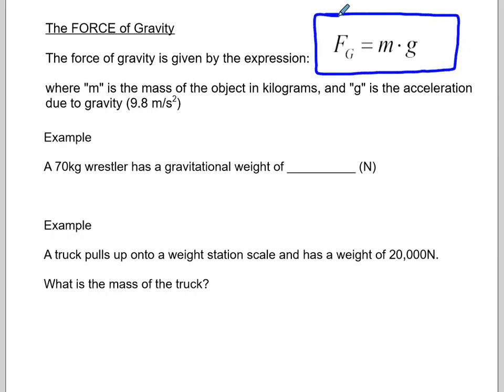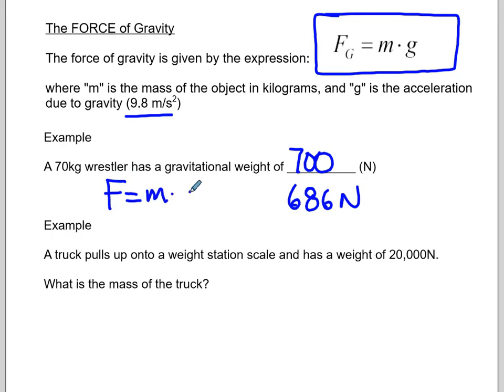So the force of gravity, here is the equation you just developed. The force due to gravity is equal to mass times g, and g is just the acceleration due to gravity. We sometimes use 10 just to approximate. So a 70 kilogram wrestler has a gravitational weight. If we were approximating, we would say it's 700 newtons. If we want to be a little bit more specific, it would be 70 times 9.8, and we would have 686 newtons. That's just plugging all of the information into our little equation.